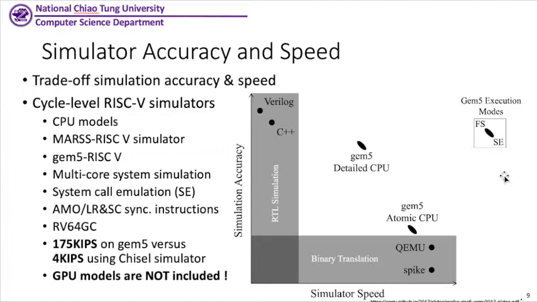There are a couple of cycle-level simulators that support the RISC-V ISA on CPU models. So we have RISC-V CPU simulators, but unfortunately, the GPU model is missing.